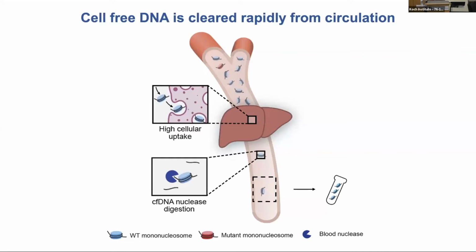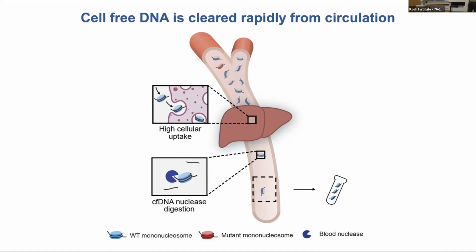In addition, there's a lot of circulating DNases in addition to intracellular DNases that will eventually find this DNA and clear it from circulation. And both of these processes mean that the half-life of cell-free DNA is only on the order of 10 minutes, which is really, really low.